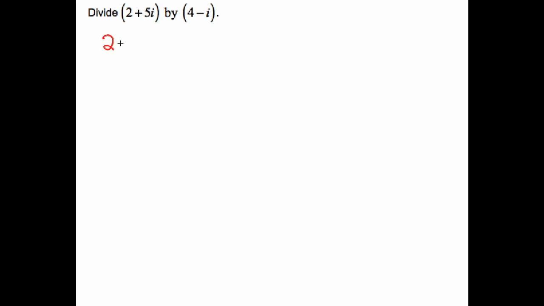Let's divide 2 plus 5i by 4 minus i. Now when we're done, we do not want an i in the denominator. So when you do have an i in the denominator, and in this case we do because we have 4 minus i in the denominator, we multiply the numerator and denominator by the conjugate of the denominator, which means we change the sign in between the two terms.